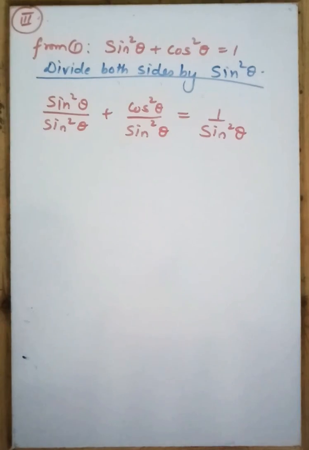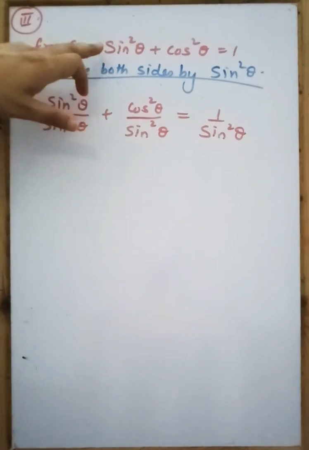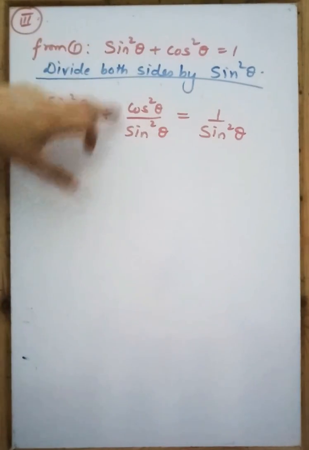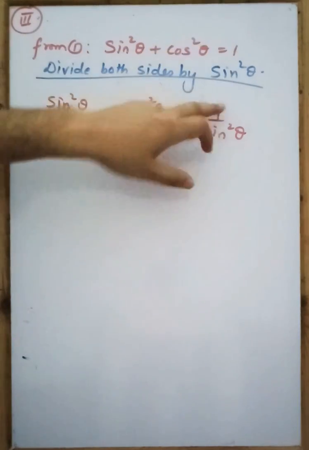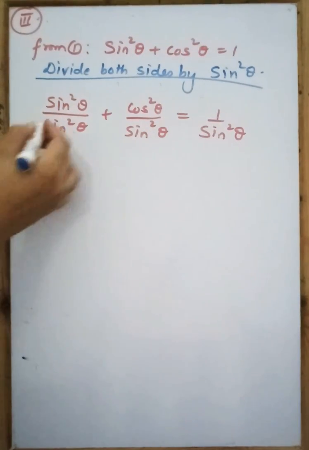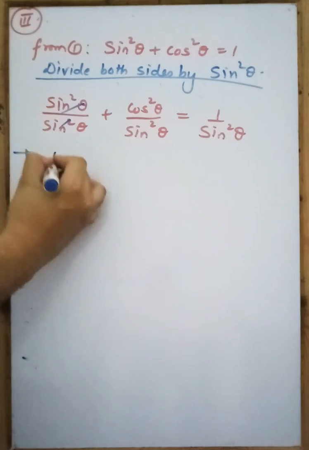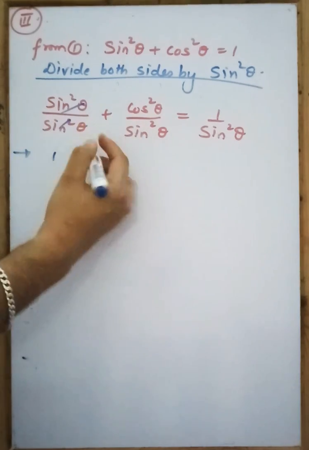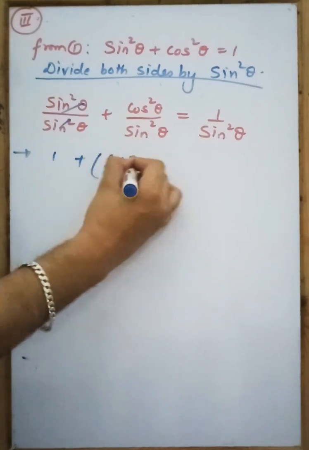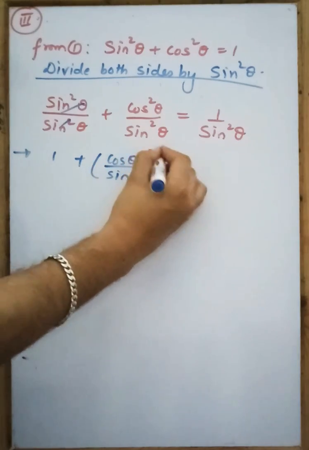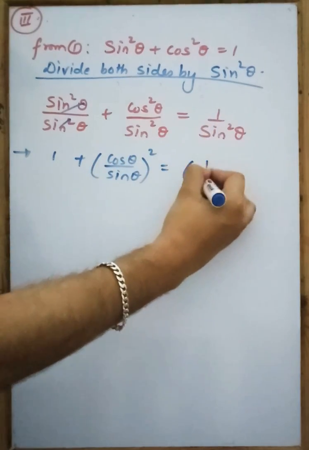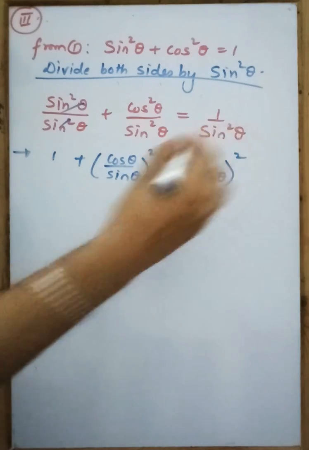So I hope you are all able to understand what we are doing. Dividing by sine square, sine square by sine square plus cos square by sine square equals 1 by sine square. Now this gets cancelled. So this will become 1 plus cos theta over sine theta whole square, and this is nothing but 1 over sine theta whole square.